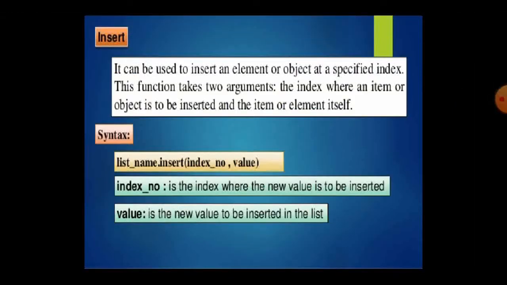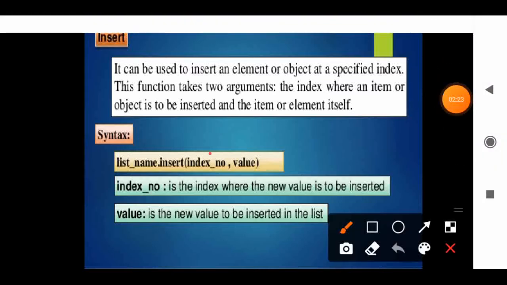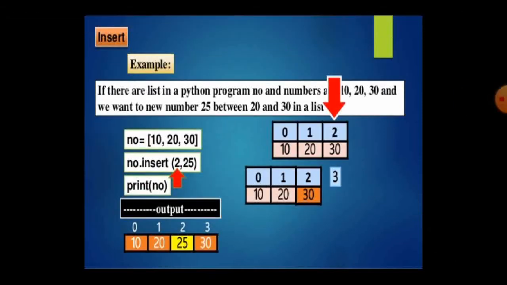The next function is the insert function. It can be used to insert an element or object at a specified index. It has two arguments. The first one is the index number, the second argument is the value. The index number is the index where the new value is to be inserted. The value is the new value to be inserted into the list. We will see an example of this insert function.